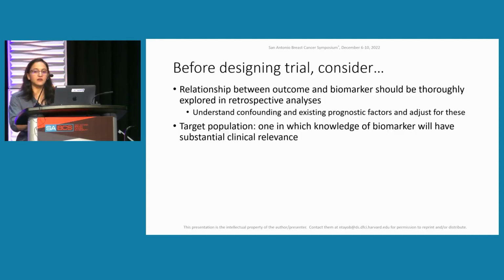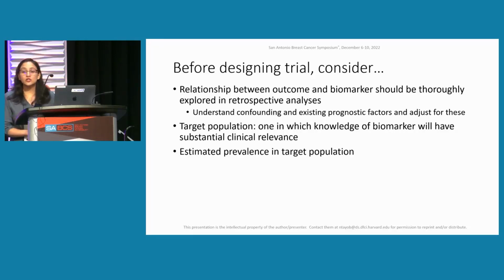I keep going back to this, but it's really important to have a well-defined target population. In the clinical trial design phase, it's important to think about where the biomarker will have substantial clinical relevance. This is important not only from the translational point of view but also from a statistical design perspective. The bigger the effect size that you're looking for, the smaller the trial. So as much as possible, you want to have a big impact, because that will make your trial more feasible.